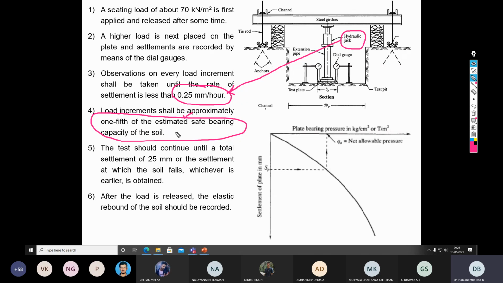Then the next increment is another 200. So 200 plus 200, net will be 400. Then 600, then 800, then 1000. So this is how you need to increase the load.